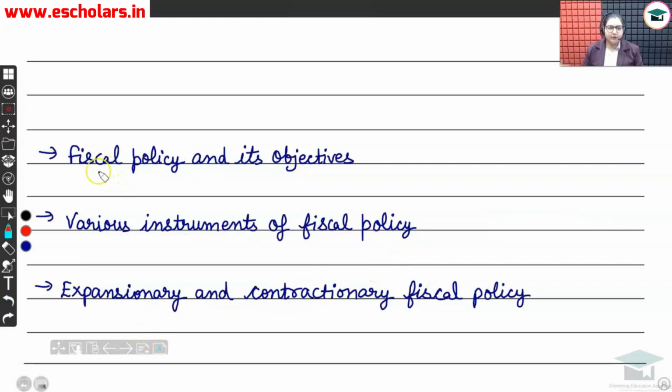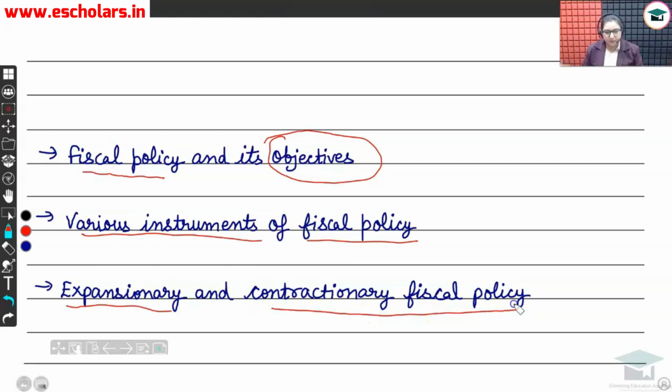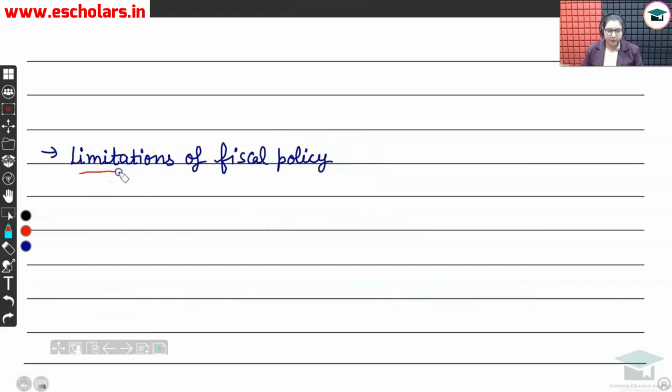Along with this we are going to cover the fiscal policy in detail. Under fiscal policy we are going to cover the objectives of fiscal policy also, and the various instruments, or you can say the various tools of fiscal policy like taxation, revenue, etc. Along with this we are going to cover the expansionary and contractionary fiscal policy. Basically we are going to cover the meaning of expansionary and contractionary fiscal policy and when it is suitable to apply, etc. Also we are going to discuss the limitations of fiscal policy. So this is all about the overview of this particular chapter.